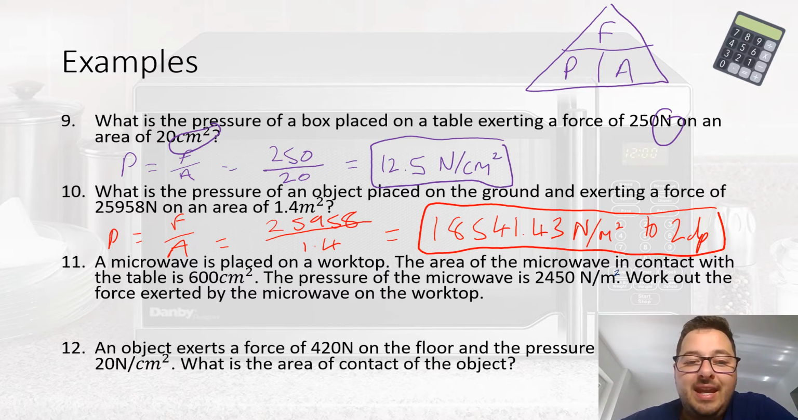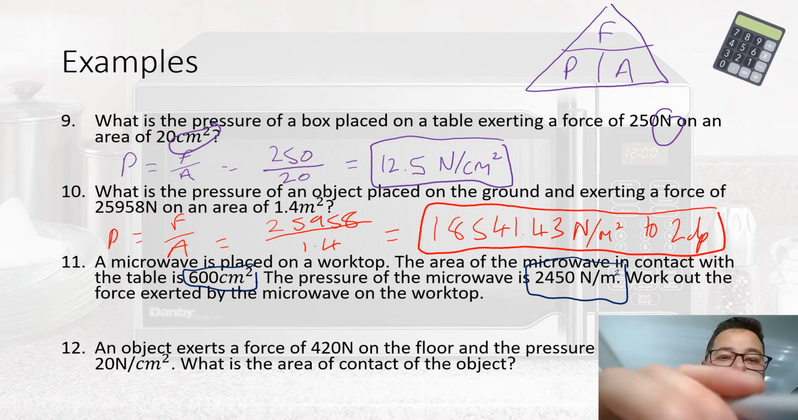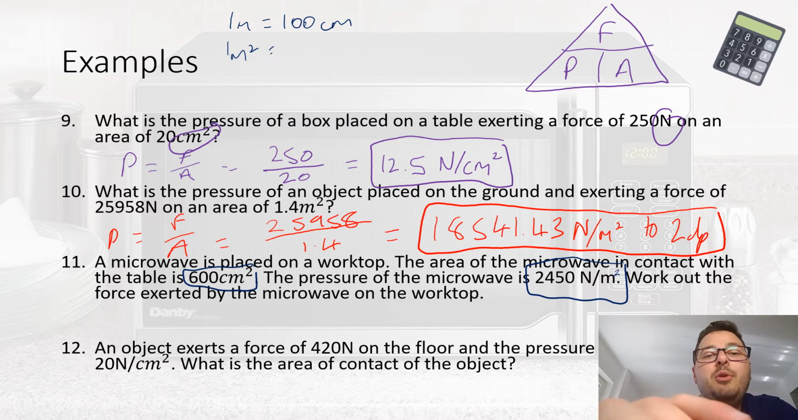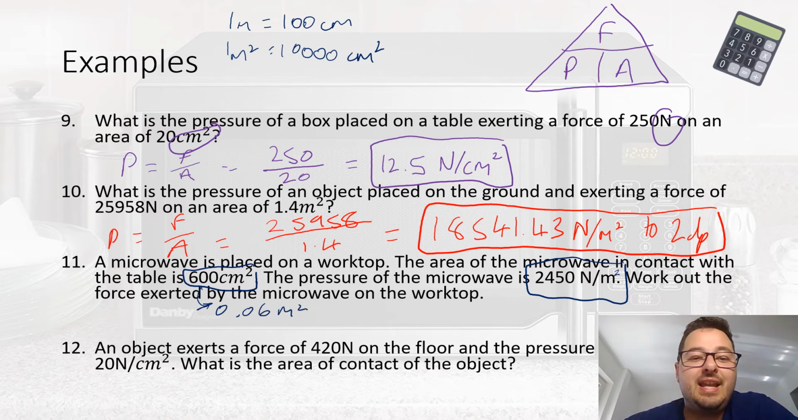Okay, now here, because we've got metres squared, and here because we've got centimetres squared, we want to convert the centimetres squared to metres squared. Now remember in a previous video that 1 metre is 100 centimetres, but if you're doing the squared version, you need to square both numbers. So 1 squared is 1, but 100 squared is 10,000 centimetres squared. So 600 centimetres squared is the same as 0.06 metres squared. So I've just divided that by 10,000.